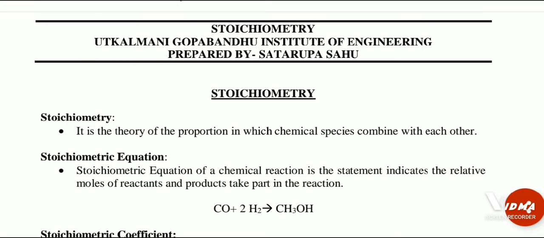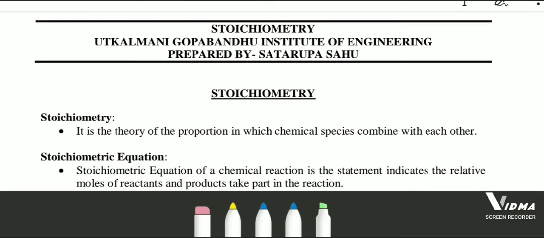Everyone, today we are going to discuss the third chapter, that is stoichiometry. The first definition is, what is stoichiometry? It is the theory of proportion in which the chemical species combine with each other. It means stoichiometry is the theory that will identify the number of elements involved in a reaction.